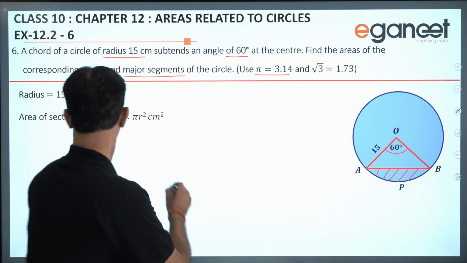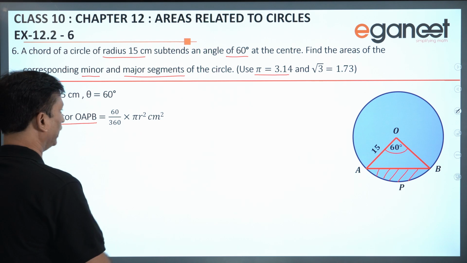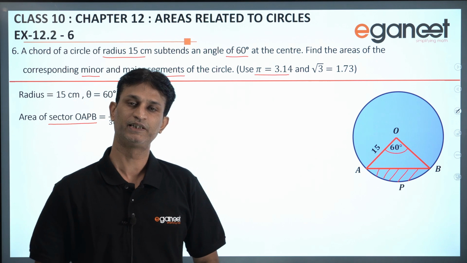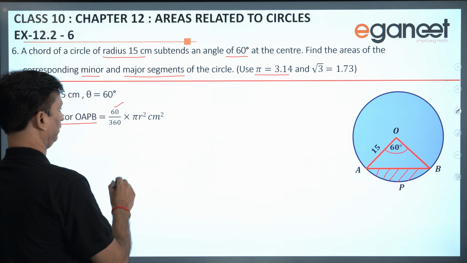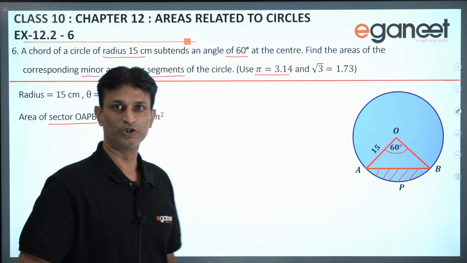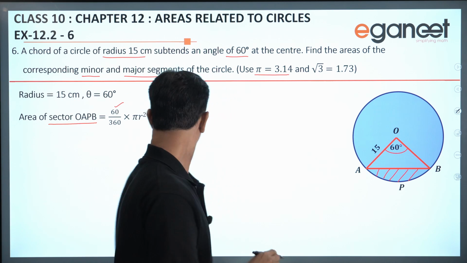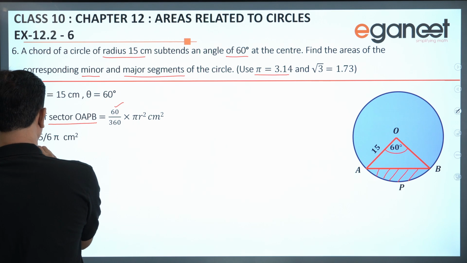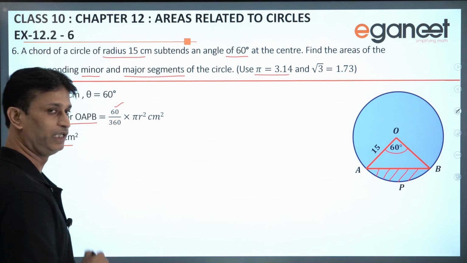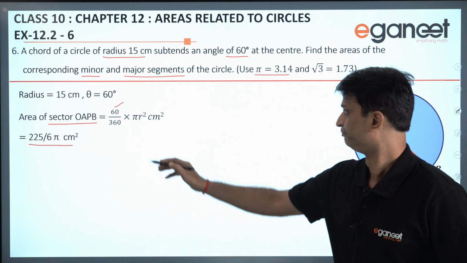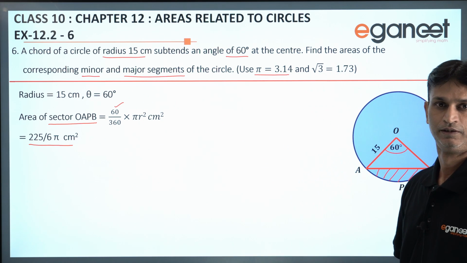Now the area of sector OAPB is given by the formula theta upon 360 pi r square. Here theta is 60 degree. So on solving this, we will get the area of sector as 225 upon 6 pi centimeter square. So this is the area of sector.